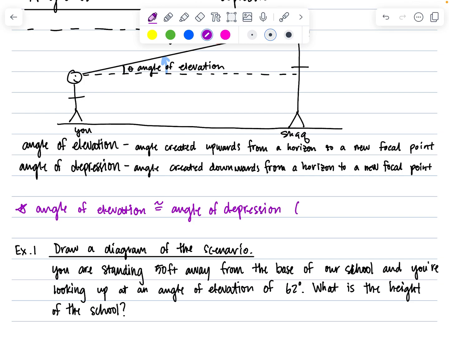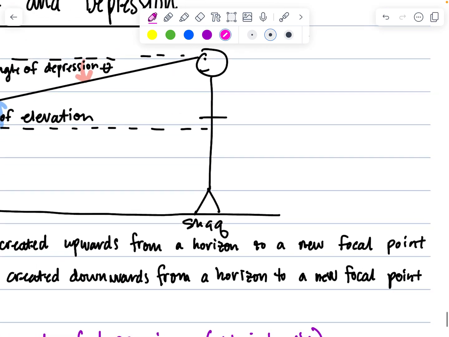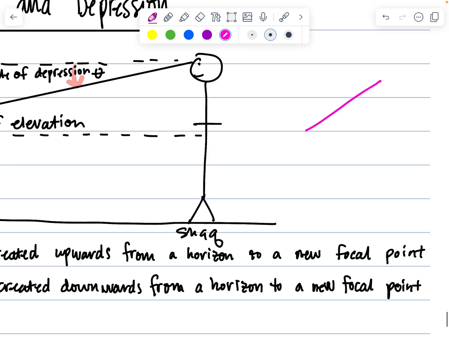And this is because they are alternate interior angles. So it's very, very important that we know that they are congruent to each other. There's only one example if you have, for instance, angle of elevation and angle of depression, let's call this alpha, where they actually are congruent to each other in the same triangle. So this is technically the angle of depression here.